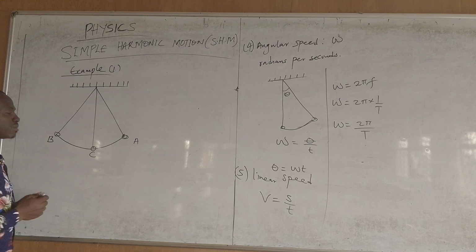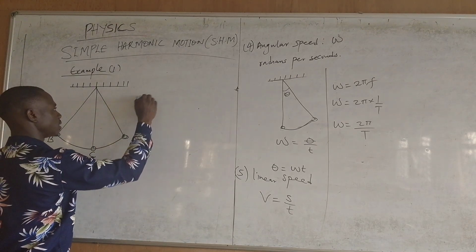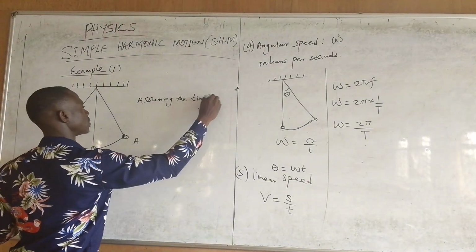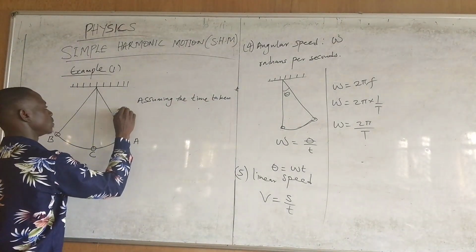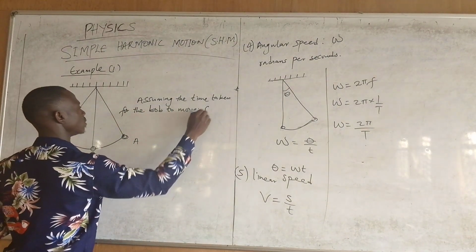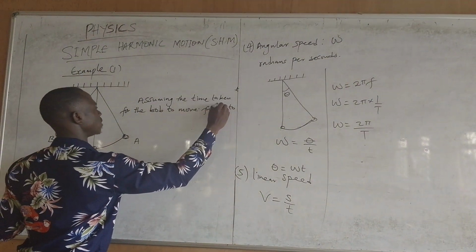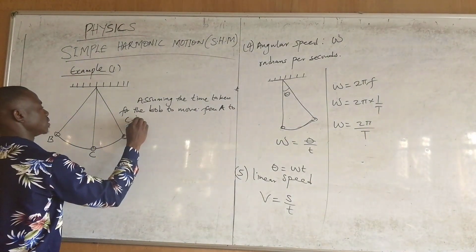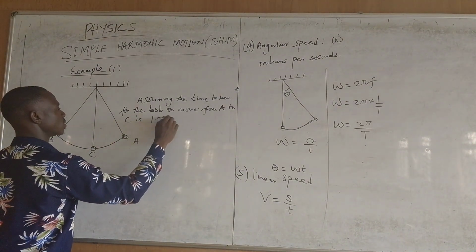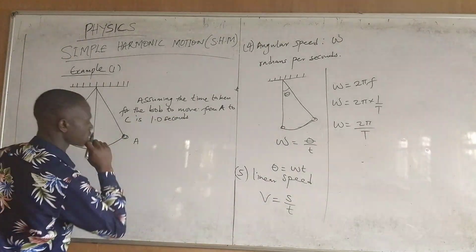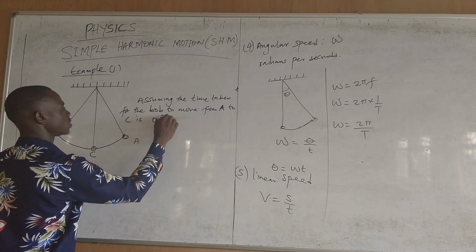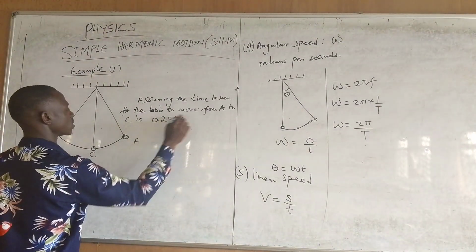Now, assuming the time taken for the bulb to move from A to C is 1.0 seconds. Or let me change it to 0.25 seconds.